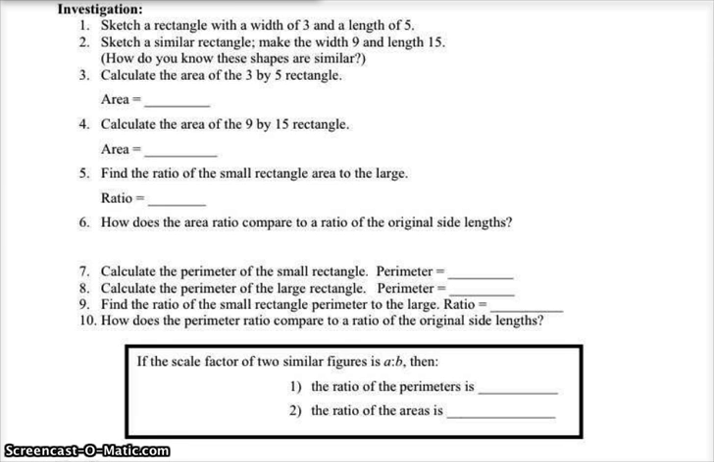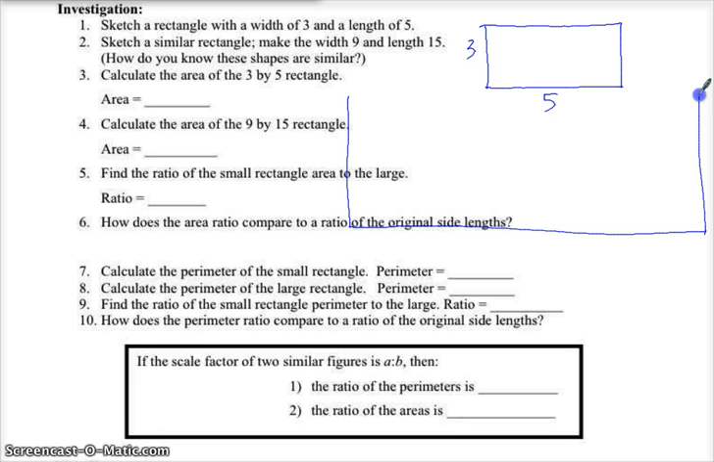Okay, so you have to sketch a rectangle with a width of 3 and a length of 5. So I'm going to make my width of 3 here and my length of 5 here. Sketch a similar rectangle, make the width of 9 and a length of 15. I'm not really going to have the space to do that, but let's pretend this is a width of 9 and this is a length of 15. Clearly not the case, but that's okay. I'll make this a little smaller.